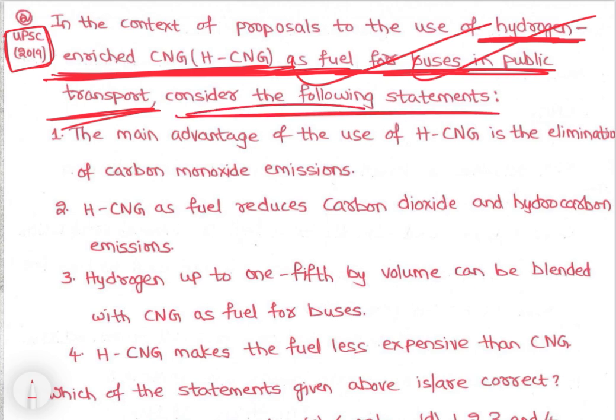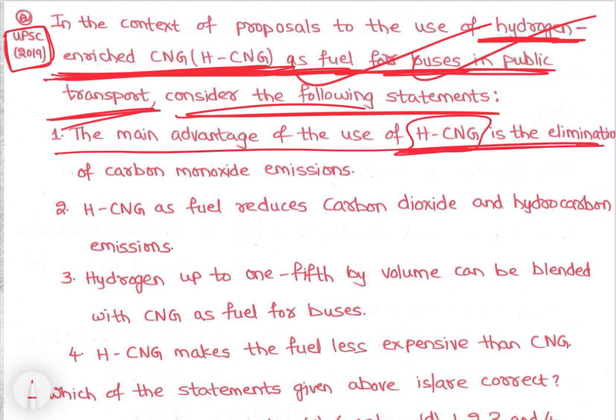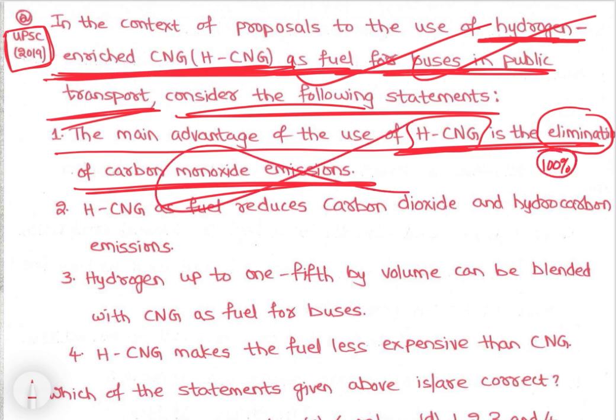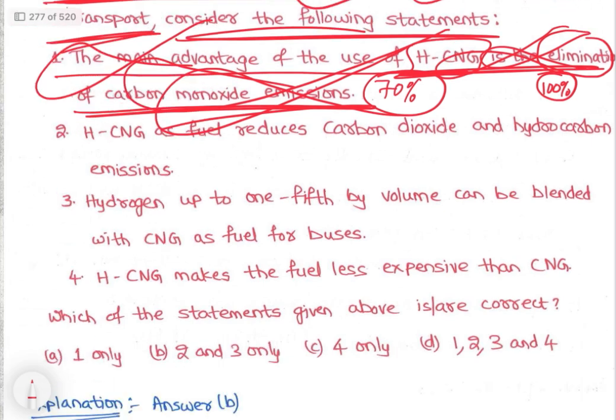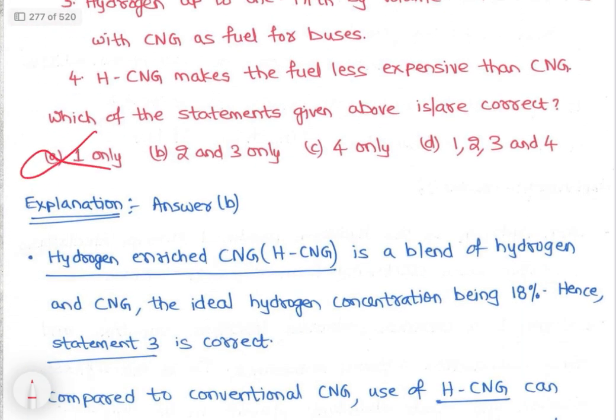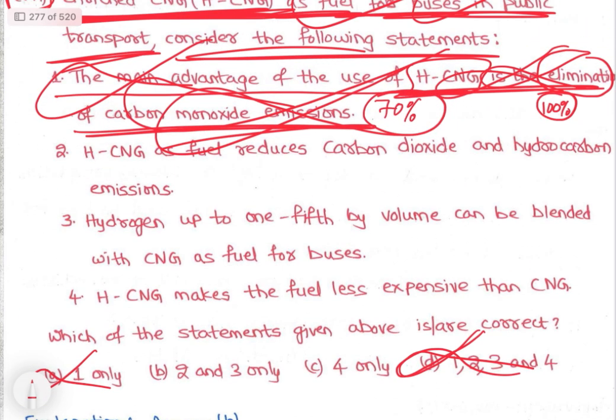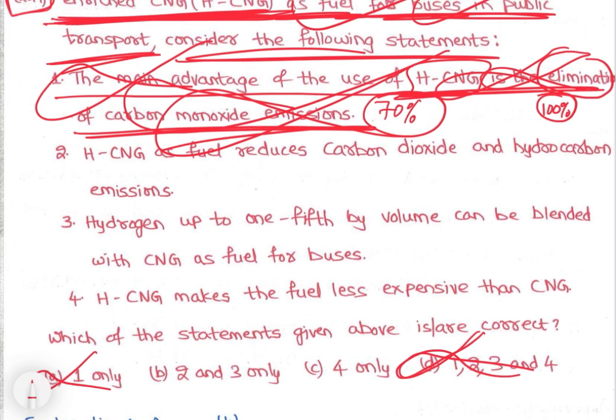Consider the following statements. Statement 1: The main advantage of use of HCNG is the elimination of carbon monoxide emissions. Now look, elimination means 100% elimination of carbon monoxide, but it does not eliminate, it gives a 70% reduction. So this is incorrect. So option 1 is eliminated, and this option is eliminated too. Now either 2, 3 are correct or 4 is correct.